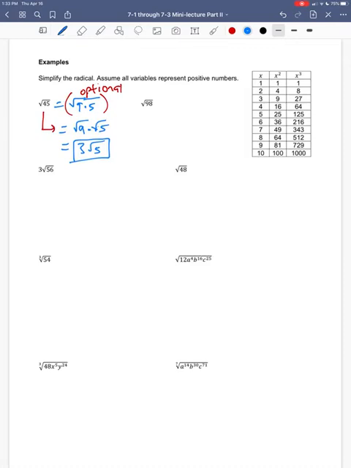Okay, sometimes when I write this then, when I look at this next one, the square root of 98, I think of it as 2 square roots.